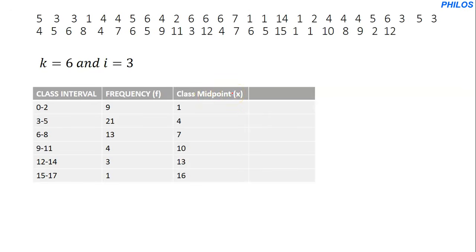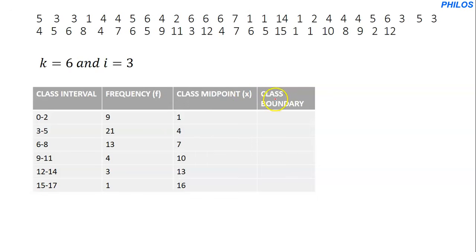Now let's look at another thing which we call class boundary. How do you prepare class boundary? This is how we do it. Please pay attention. You go to the second class and take the lower limit of the second class. Then you take the upper limit of the first class. Then you find the difference between them and divide it by 2. So 3 minus 2 divided by 2. And 3 minus 2 is 1, isn't it? Divided by 2 gives you 0.5.